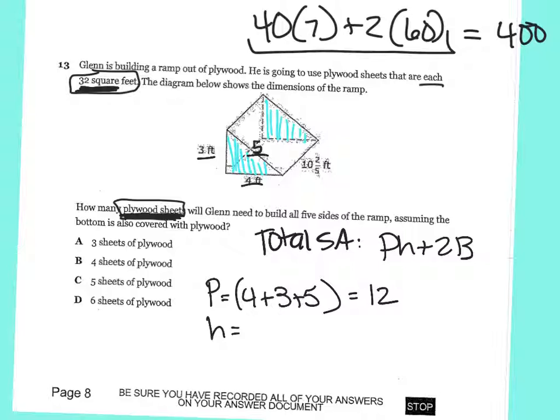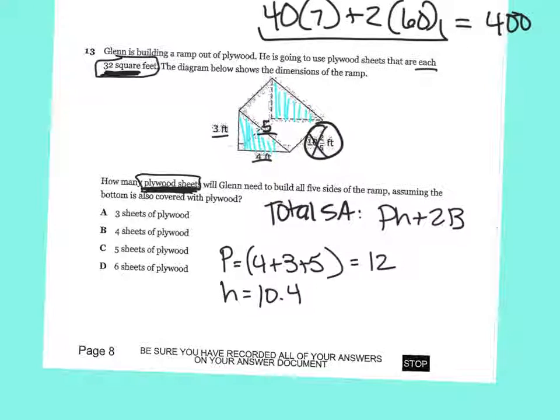The height, that's the height of the whole shape. And so I would, let's see, let's turn that into a decimal. So 10.4. And then I'm done with that. I've used my height. I'm not using that again.